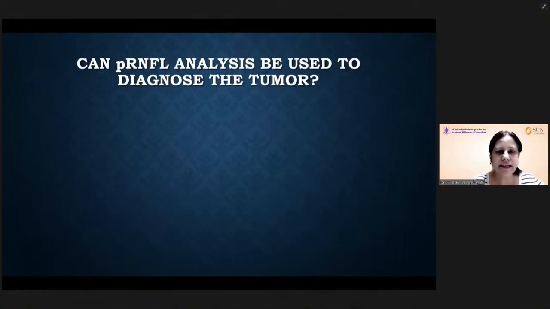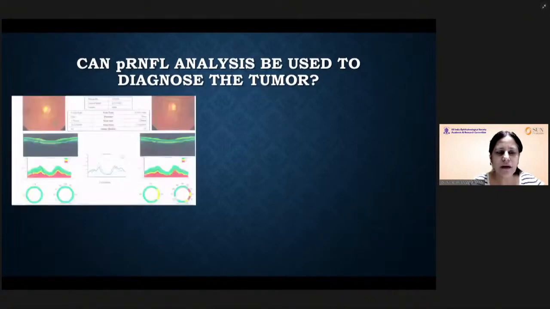Can peripapillary retinal nerve fiber layer analysis be used to diagnose tumors like pituitary adenoma? This is the RNFL thickness of a patient with pituitary adenoma. We can see on the right side, the RNFL is normal. On the left side, that is the left eye, there are some changes. Thinning is appearing in the left eye.